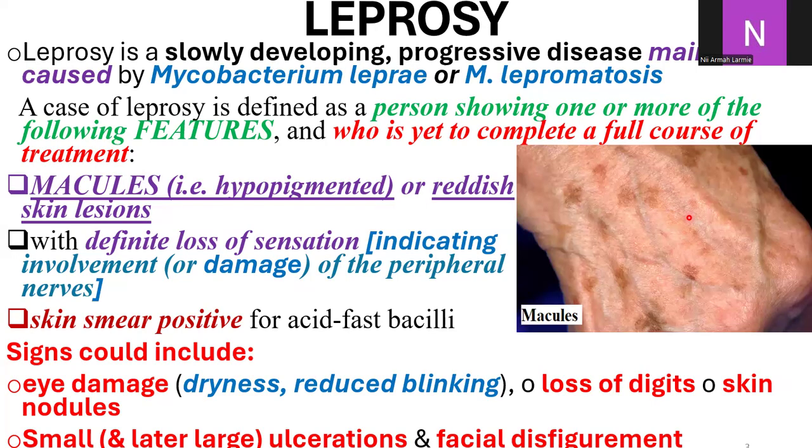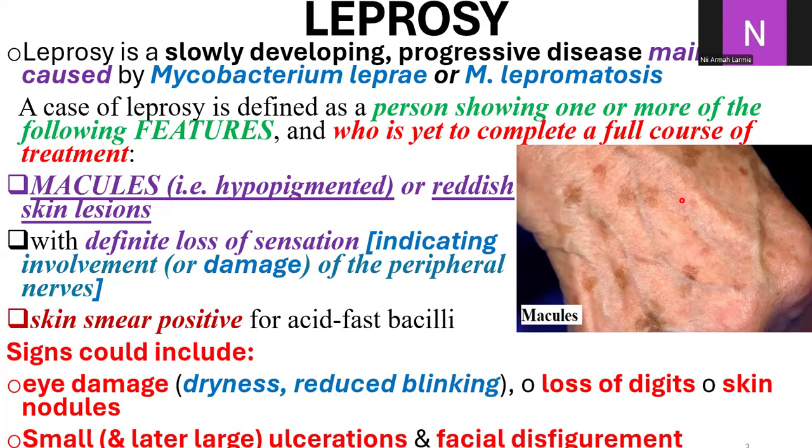And then a third is if the patient has shown smear positive. The lab indicates the presence of the mycobacterium. So any of these three or a combination of these three will tell us that the patient has leprosy.